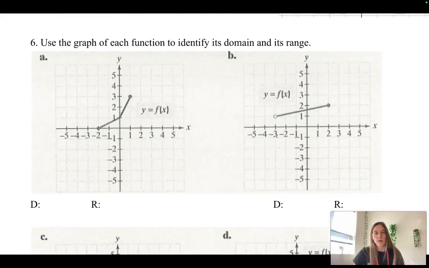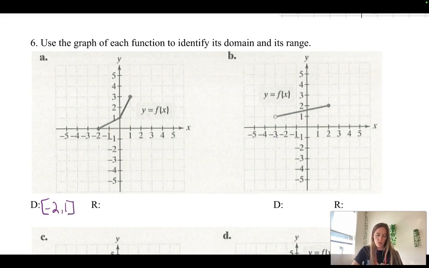This last one, we are finding domain and range of these graphs, and we are going to do it in interval notation. So remember, with interval notation, we use parentheses for numbers that are not included and square brackets for numbers that are included. So the domain is all of our x's. So when we're looking at this graph, we're looking left to right at all the possible values of our x's. So we start at -2, and that's a closed circle, so -2 is included. And then we go over to 1, which is also included.